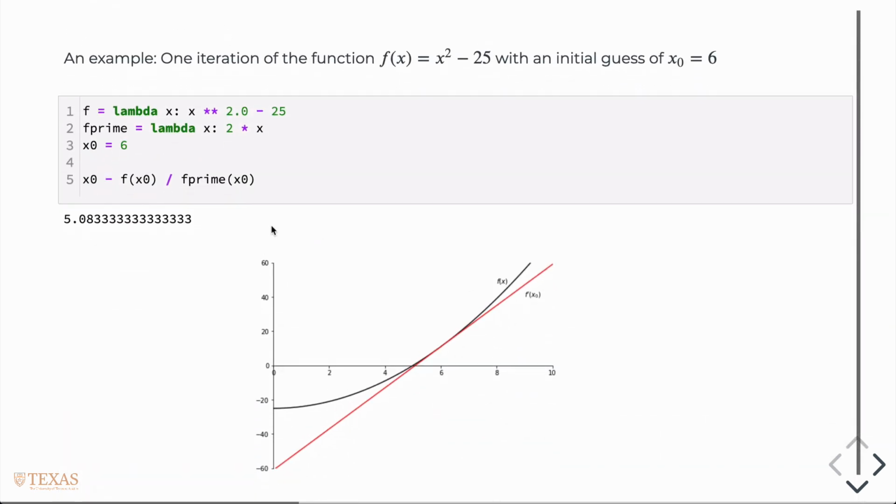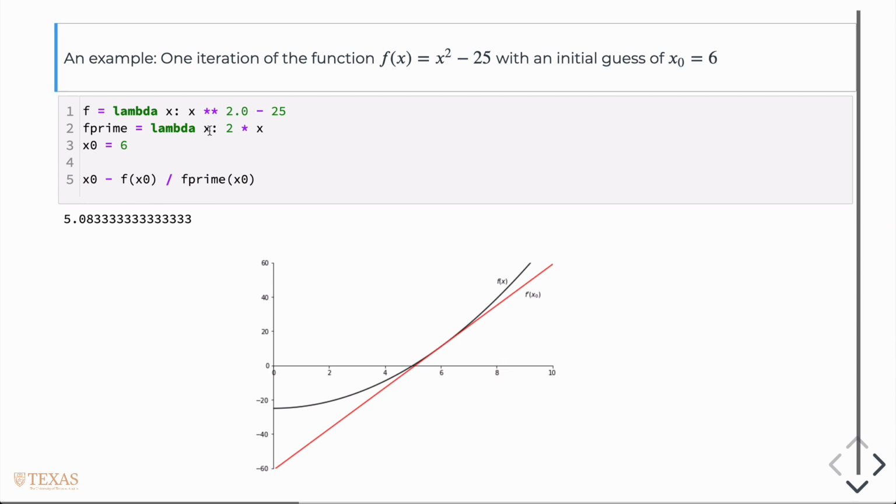So here's an example just in Python where the function is x squared minus 25. Of course we know the root here is identically 5, right? So 5 squared would be 25, 25 minus 25 would be 0. So we're going to go ahead and use Python, create some anonymous functions. So here's the original function, and then of course the derivative of this function is simply 2x. So there we have f and f prime, and we'll just take an initial guess to be 6 and do it one iteration.